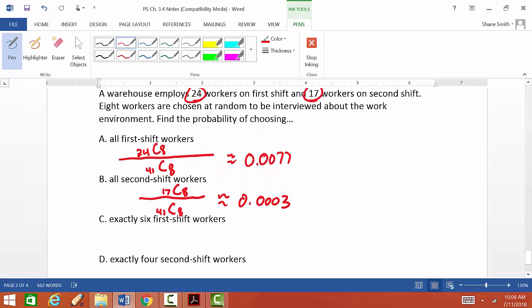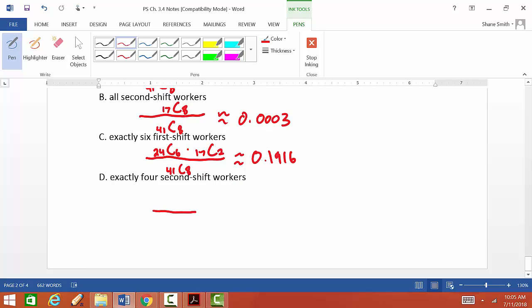This one's a little more complicated. We still have 41 choose 8 on the bottom. But if there's 6 first shift workers, that means of the 24, I'm choosing 6. And of the 17, I'm choosing 2, because if there's 6 first shift, I still have to choose 8 in the end. So the other 2 have to come from the second shift. So I have to multiply by 17 choose 2 to get the remainder of the workers from the second shift. So that's 0.1916.